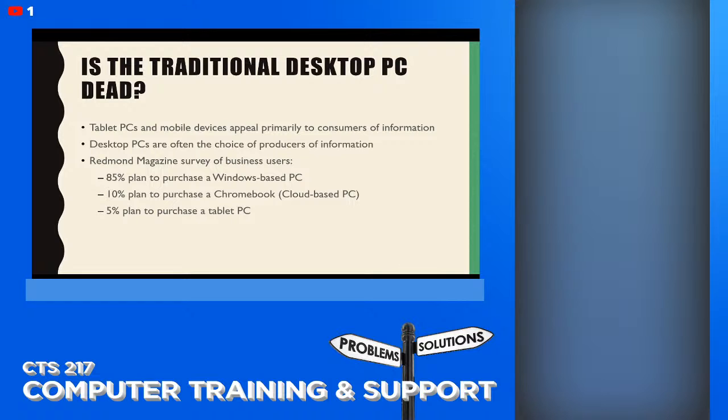So we're seeing a trend that's going away from the standard, traditional desktop tower PC for mobility, because of the increased power in tablet and cloud-based PCs, and the lower number of people who are generally producers of information versus the consumers of information, which is a much higher amount of our user base. So when we're thinking about what kind of device somebody needs, these are things that we have to take into consideration.